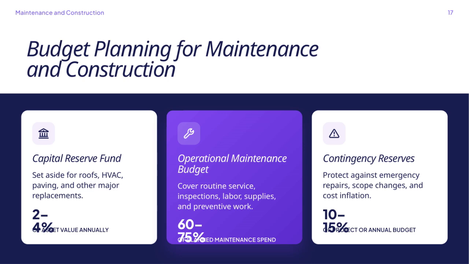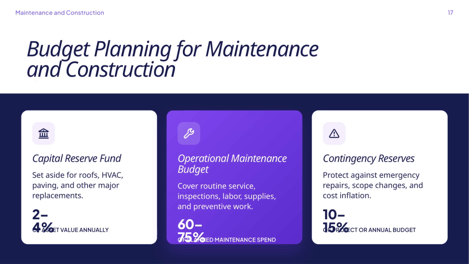First, the Capital Reserve Fund typically accounts for 2 to 4% of the asset value annually. This fund is crucial for major replacements, such as roofs, HVAC systems, paving, and other significant infrastructure components. Next, the operational maintenance budget usually makes up the largest portion, about 60 to 75% of the planned maintenance spend. This budget covers the routine services, inspections, labor, supplies, and preventive maintenance tasks that keep everything running smoothly on a day-to-day basis. Lastly, contingency reserves should be set at around 10 to 15% of the project or annual budget.